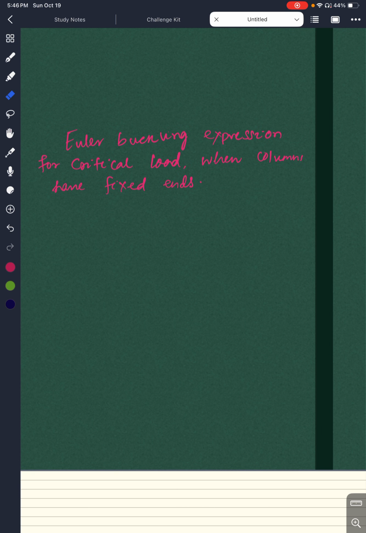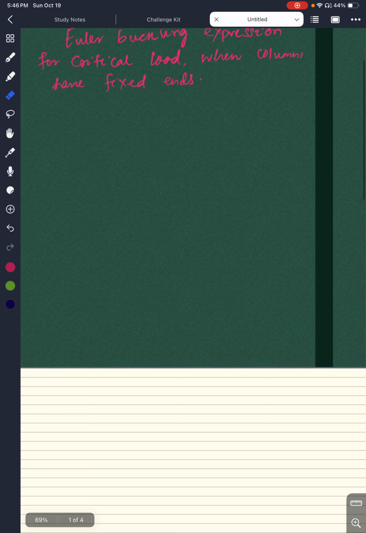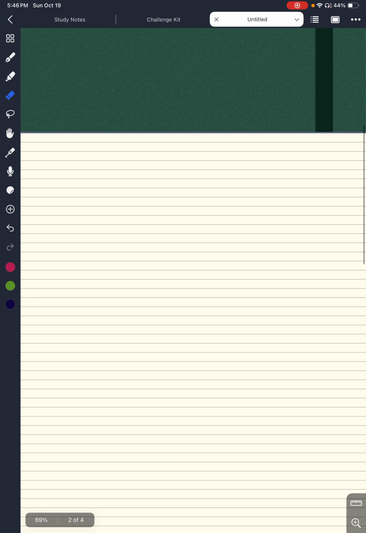So as promised in the previous video, I'm here with another new video where I'm going to derive the Euler buckling expression for the critical load when the columns are fixed ended. This is the case where the columns are subjected to axial compressive load and the ends are fixed. So just to give you how it basically looks like.